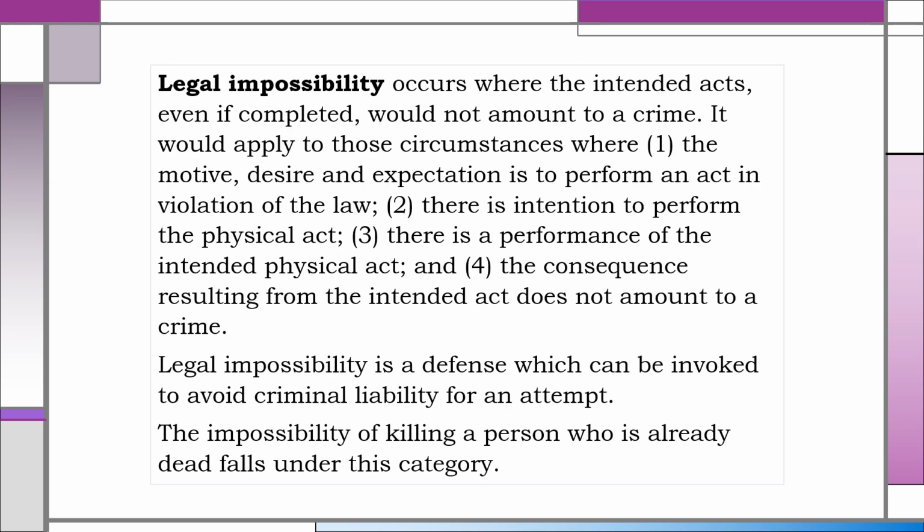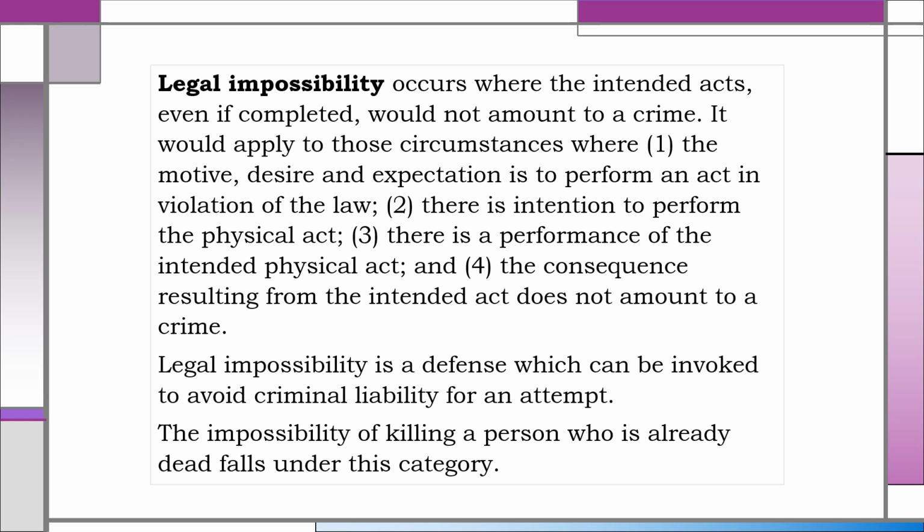Legal impossibility occurs when the intended acts, even if completed, would not amount to a crime. It would apply to those circumstances where, number 1, the motive, desire, and expectation is to perform an act in violation of the law. Number 2, there is intention to perform the physical act. Number 3, there is a performance of the intended physical act. And number 4, the consequence resulting from the intended act does not amount to a crime.